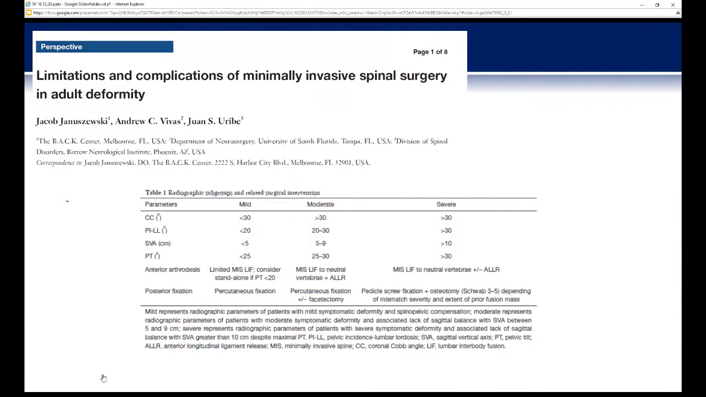So if you look at these patients on the left, these are mild compensated patients with low PI-LL mismatch or moderate PI-LL mismatch, and these can be treated with MIS, even with consideration for standalone interbodies.